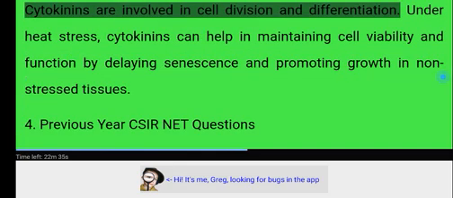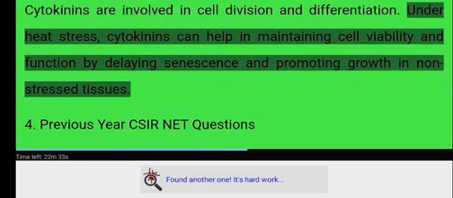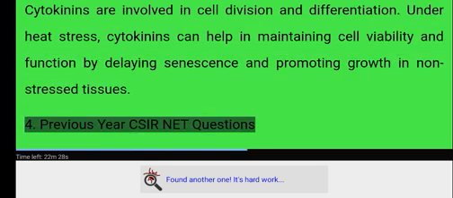Cytokinins. Cytokinins are involved in cell division and differentiation. Under heat stress, cytokinins can help in maintaining cell viability and function by delaying senescence and promoting growth in non-stressed tissues. 4. Previous year CSIR NET questions.